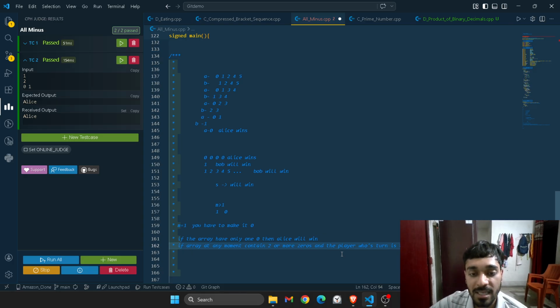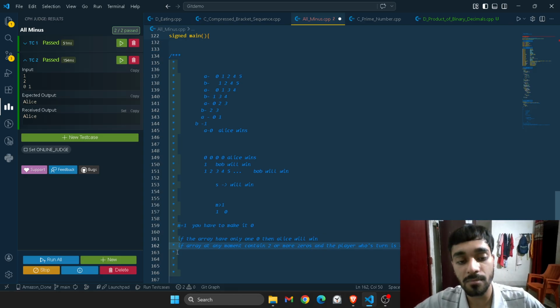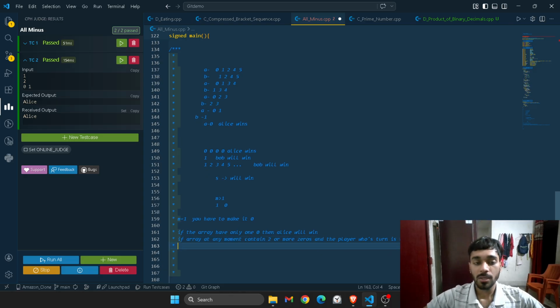So we can say that this particular state is a winning state for us because we will decide what action we will perform. Assume that if three zeros are there and Alice removes the three zeros and he will win, then he will remove the three zeros. So this is one condition.